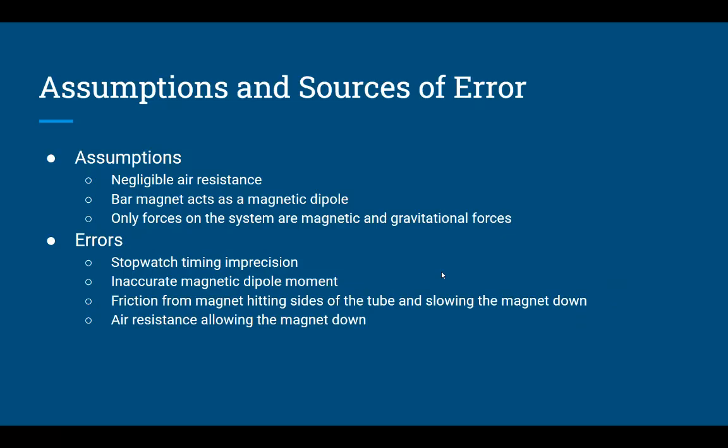gravitational force is stronger. So for our assumptions and sources of error, our assumptions are negligible air resistance, the bar magnet acts as a magnetic dipole, and the only forces on the system are magnetic and gravitational forces. And our errors are stopwatch timing and precision, an inaccurate magnetic dipole moment, friction from the magnet hitting the sides of the tube and slowing the magnet down, and air resistance slowing the magnet down.